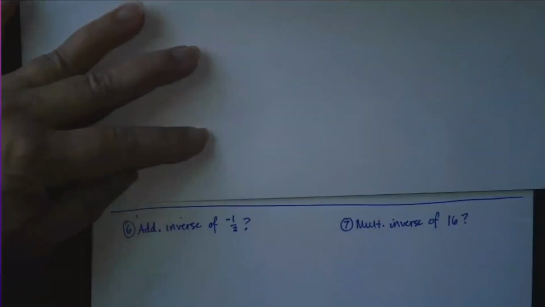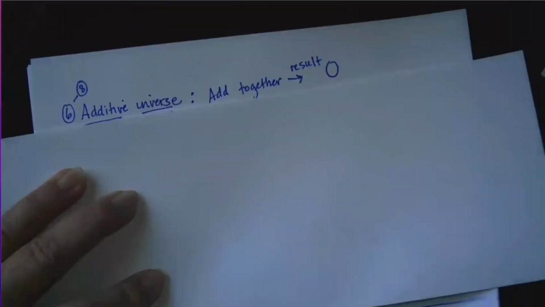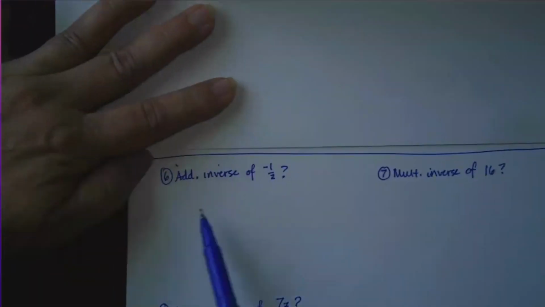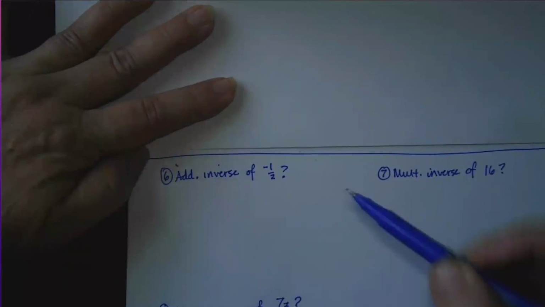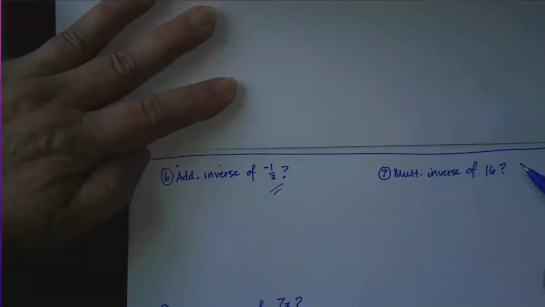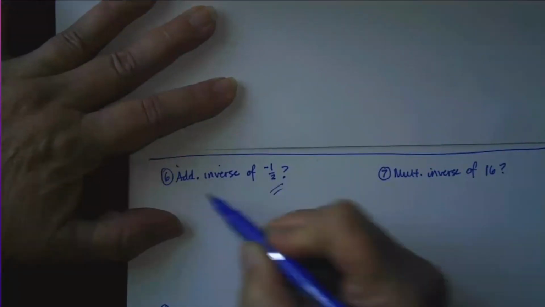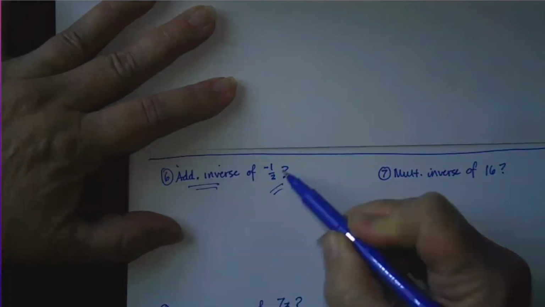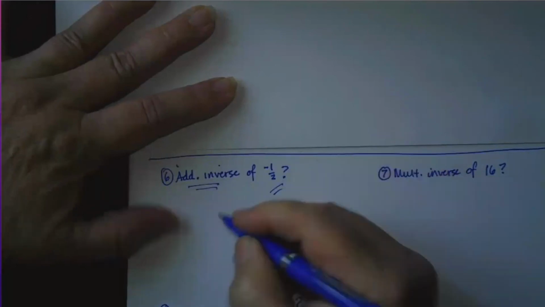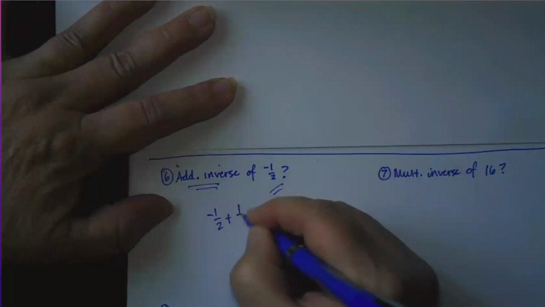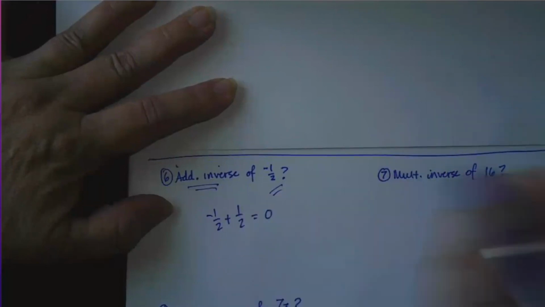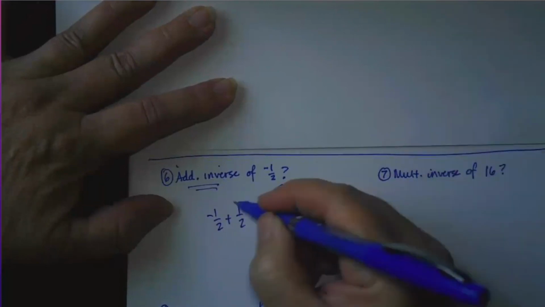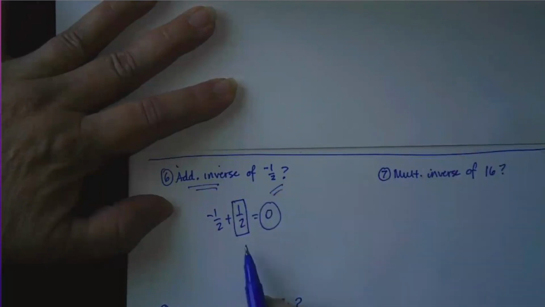Okay, so let's look at these problems then that you had. So number 6 was the additive inverse of -1/2. See, they tried to trip you up here by making it a rational number. But the additive inverse, I'm looking for what do I add to -1/2 to get 0? And -1/2 plus 1/2 gives me 0. Okay, so the additive inverse is 1/2, which I think was option B.